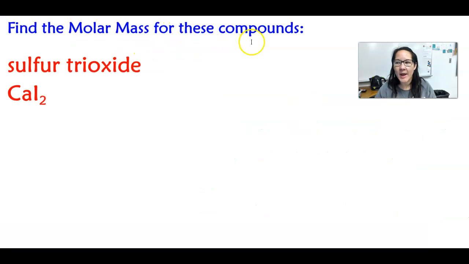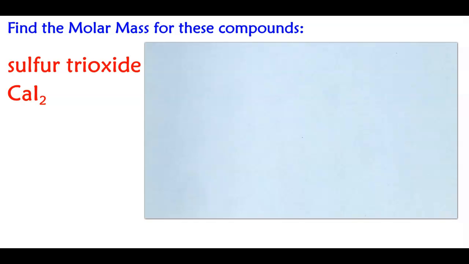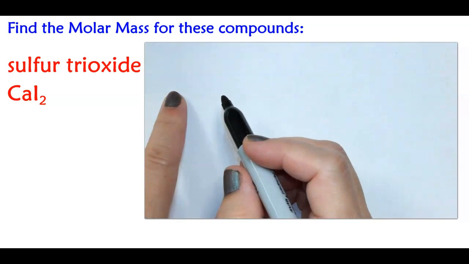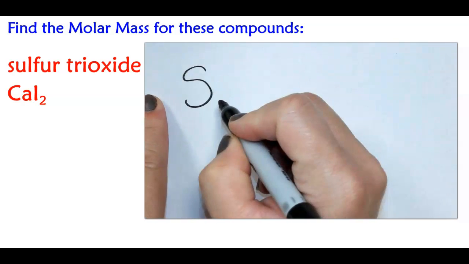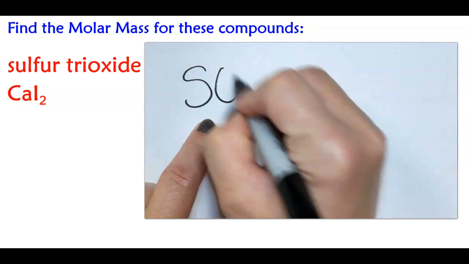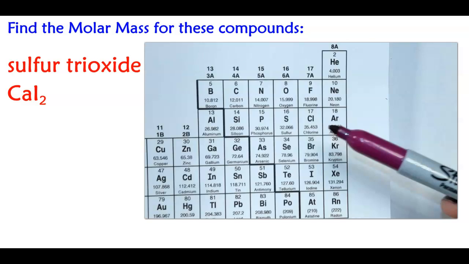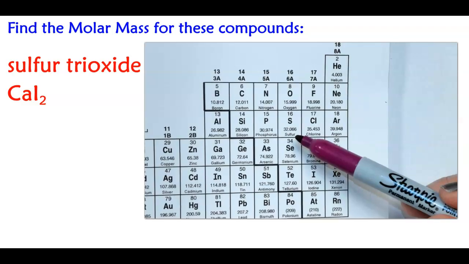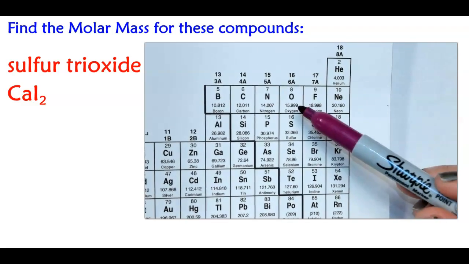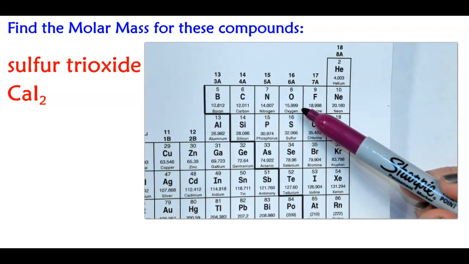So find the molar mass for these compounds. For sulfur trioxide, we have to translate that first. Sulfur, 1 sulfur, tri means 3 oxides, so it's going to be SO3. Now we'll look at the periodic table to add up the molar mass. Here is sulfur, and it has a mass of 32.066, and here's oxygen, 15.999.